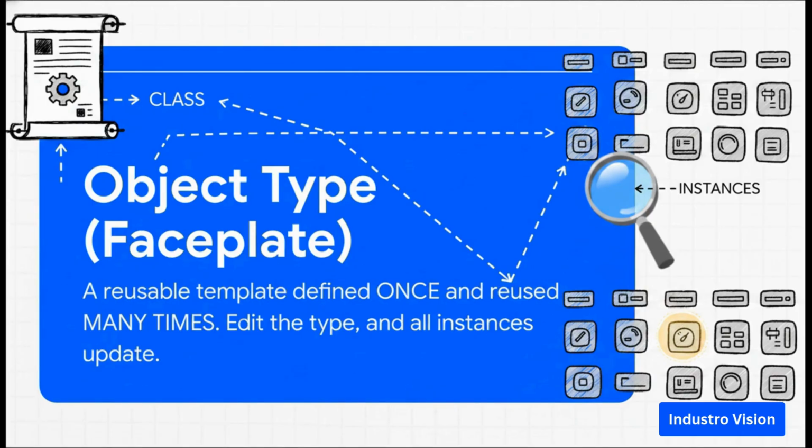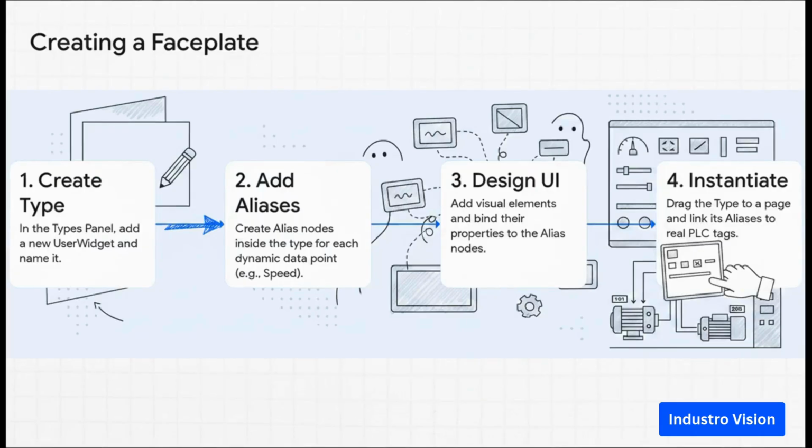If you've ever touched code before, this is exactly like a class in programming. You build the main blueprint, the class, and then you can stamp out as many individual instances as you need. Change the blueprint, and boom, all the instances update automatically. And getting it done is just these 4 simple steps. First, you create the type, which is basically an empty canvas.